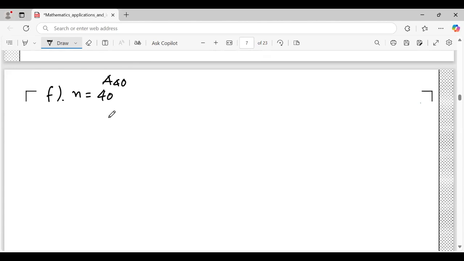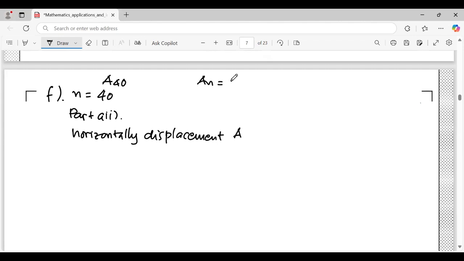According to part A2, the horizontal displacement is an equals 29 plus n. So if A40, it is 29 plus 40. It is 69.